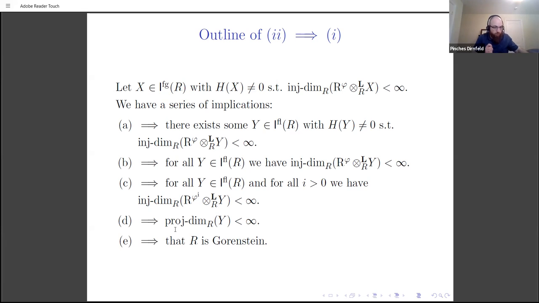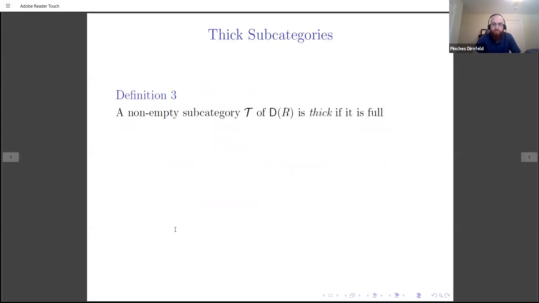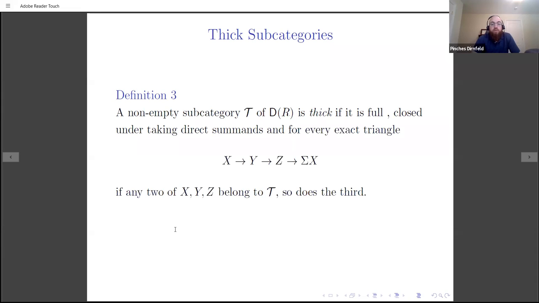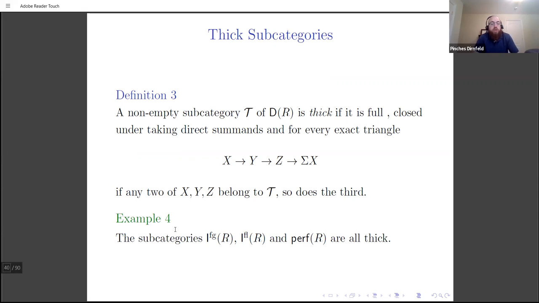All right, so I want to show how we prove A implies B. So I need to set up some notation and get some properties. So we need the notion of thick subcategories. A non-empty subcategory T of D(R) is thick if and only if it's full and it's closed under taking direct summands. And for every exact triangle, we have the 2 out of 3 property, i.e. if any two complexes of this exact triangle belong to T, then so does the third. Examples of thick subcategories are IFGR, IFLR, and perfect complexes. These are all thick subcategories in D(R).